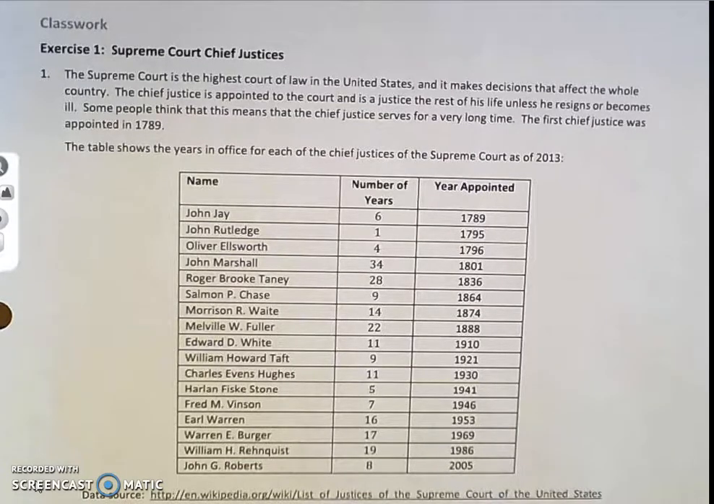So our first question here is regarding the Supreme Court. The Supreme Court is the highest court of law in the United States, and it makes decisions that affect the whole country. The Chief Justice is appointed to the court and is a justice for his or her life unless he or she resigns or becomes ill. Some people think that this means that the Chief Justice serves for a very long time. The first Chief Justice was appointed in 1789. The table below shows the years in office for each of the Chief Justices of the Supreme Court as of 2013.